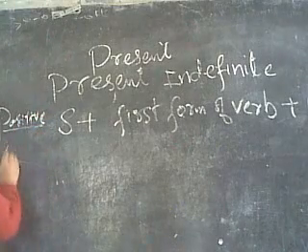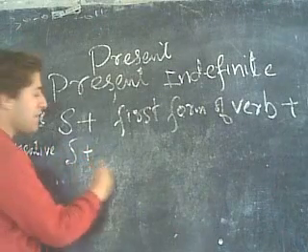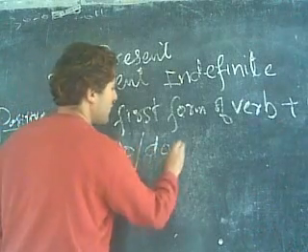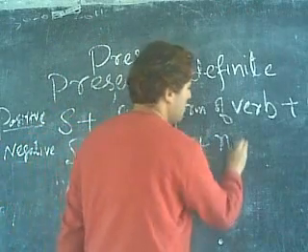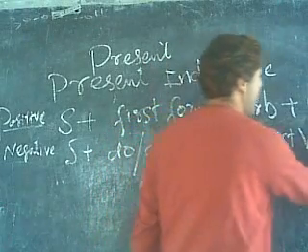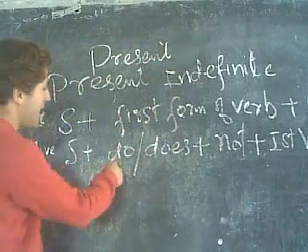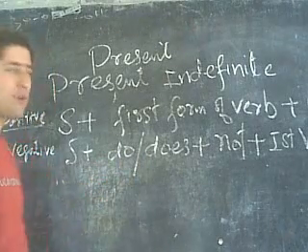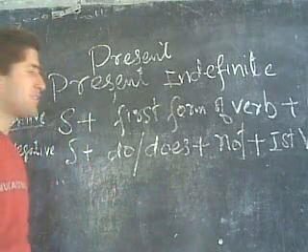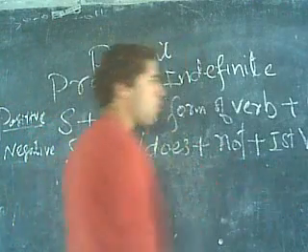And then for the negative one, this is subject, and then we add do and does, plus not, and then the first form of verb, V is verb, and O is for the object. This is subject plus do/does. And why do/does here? Do is for the plural ones, and does is for the singular one, for third person singular. For example, he and she, or any noun or name. There we use does. Then not, and the first form of the verb, and then object.